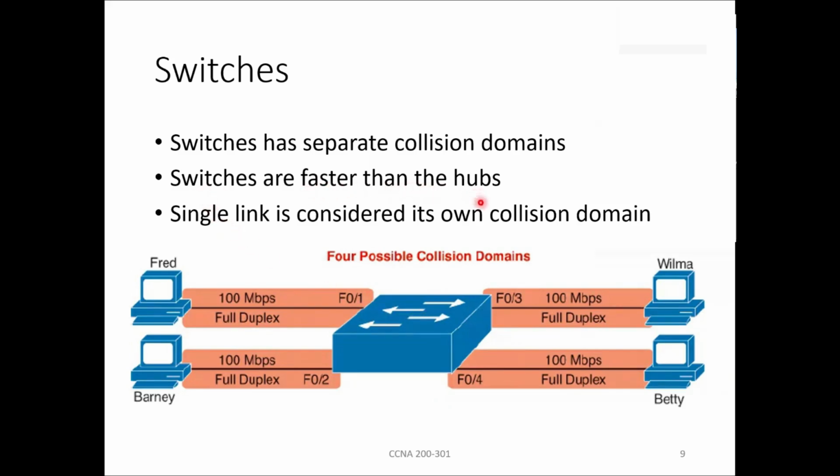Switches are faster than hubs. A hub is like a layer 1 device. A hub looks like a switch, but it supports only 10 Mbps speed, and it's also half duplex. That's why hubs are not popular these days. So switches are faster, and a switch's individual link is not shared by any other link. So all the communications happen in a faster way.